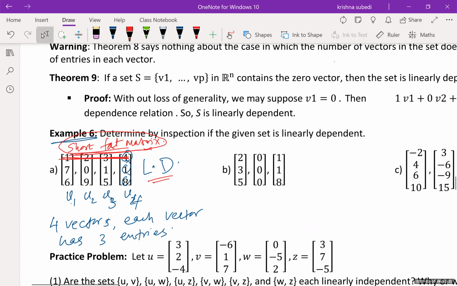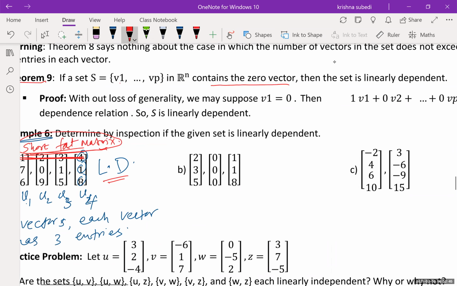Another theorem, theorem 9. If a set S equals V1, V2 all the way up to Vp in Rn contains a 0 vector, then the set is linearly dependent. So if the set contains a 0 vector, it is linearly dependent. For example, in part B, this vector contains 0. So this is linearly dependent. You don't have to do anything more.